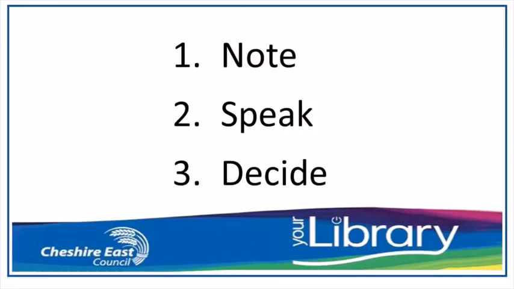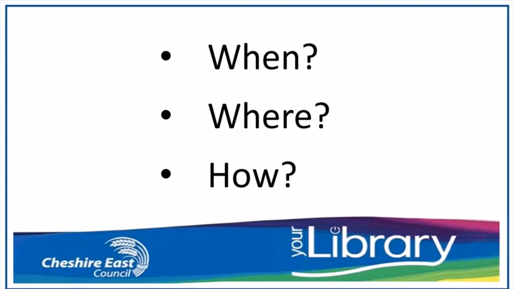So just to recap, think about performing the 3 steps before you go online. Note, speak, decide. Not forgetting about the when, where and how for each event, for each person that you've noted in your family tree. Right, once you have completed those 3 steps, all that is left is for you to go online, log into your Cheshire East Libraries account, select the Ancestry or Find My Past links if it's available, and start researching.